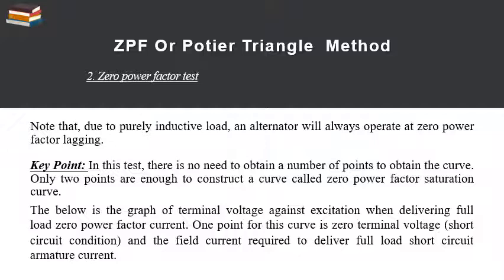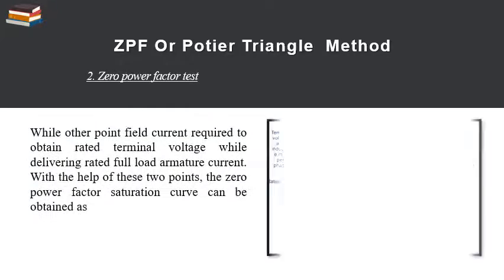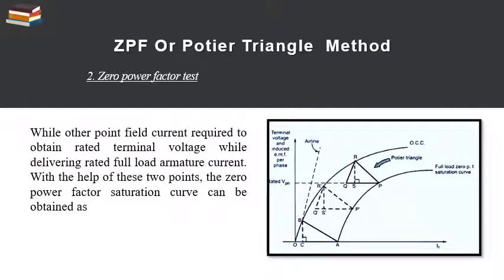One point of this curve is zero terminal voltage in short circuit condition and the field current required to deliver full load short circuit armature current. So this is the graph of full load zero power factor saturation curve.